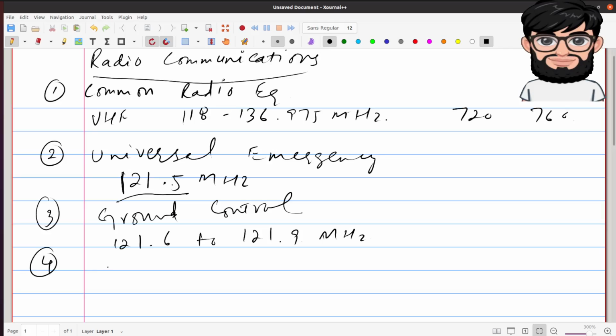Then what is CTAF? It stands for Common Traffic Advisory Frequency. It is a frequency designated for the purpose of carrying out airport advisory practices while operating to and from an airport without an operating control tower. So if you don't have a control tower and you still want to have an advisory frequency, you can use a CTAF. And it can be a Unicom, Multicom, FSS, or tower frequency.